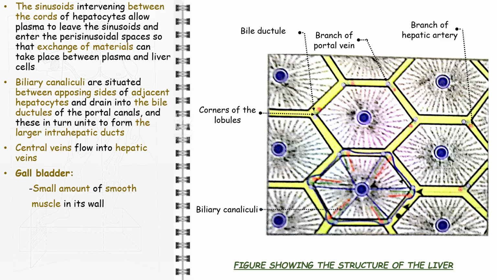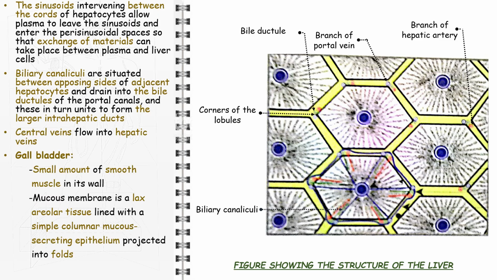Its mucous membrane is a lax areolar tissue lined with a simple columnar mucus-secreting epithelium projected into folds. Its posterior surface is covered by a serous coat and its anterior surface by adventitia. The rest of the biliary tract has the same structure. The bile duct, hepatic duct and the hepatopancreatic ampulla of Vater are surrounded at their duodenal outlets by sphincters which come from the muscular layer of the duodenal wall.